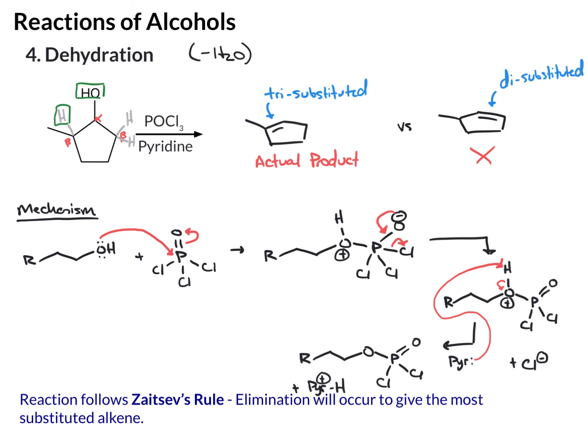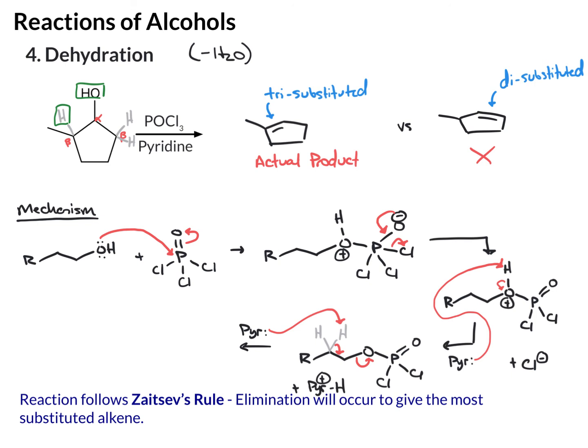What we're going to do is finish this up with the elimination step. So I'm going to use pyridine once more as a base. And we have the 2 beta hydrogens right here. So the pyridine will grab one of those. These electrons will come down to form the double bond, and you'll lose the oxygen as a leaving group.